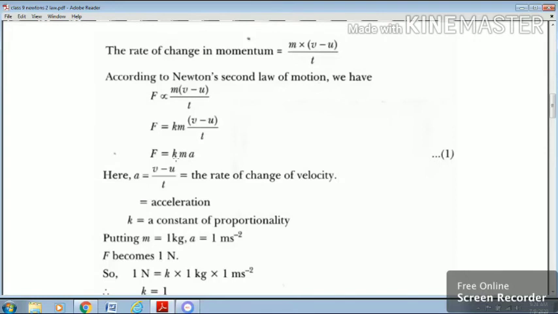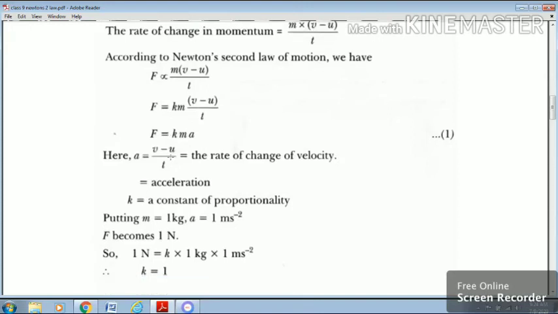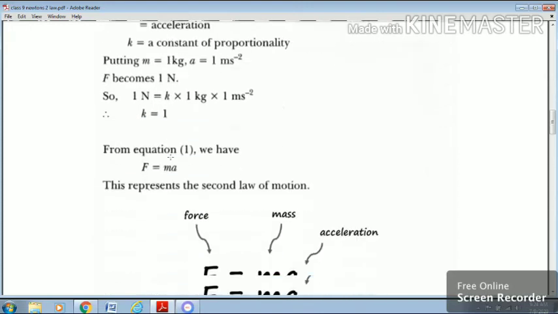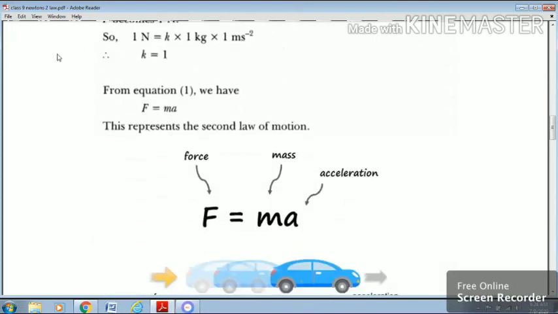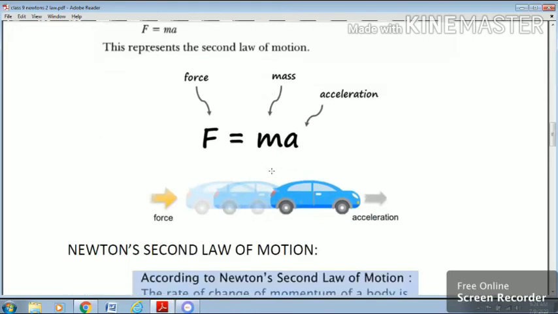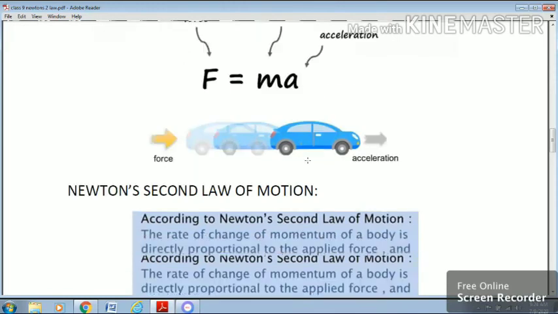So when we have a is equal to 1, m is equal to 1, we write that 1 Newton is equal to k into 1 kg, and velocity per unit time is 1. That means k is equal to 1, and hence we get our equation that force is equal to mass into acceleration, which represents Newton's second law. It states that force is equal to mass into acceleration.